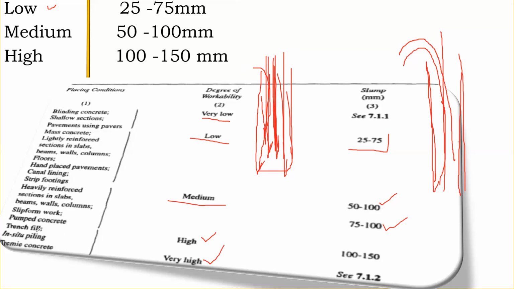It's called trench fill, in situ piling and all. If I have high workability, since it's more fluid in nature and it goes through gravity, it will quickly go down, and it will not get blocked in between the reinforcement and all. So based on the requirement of the work, we make use of all these things, and we try to decide how much slump we require.